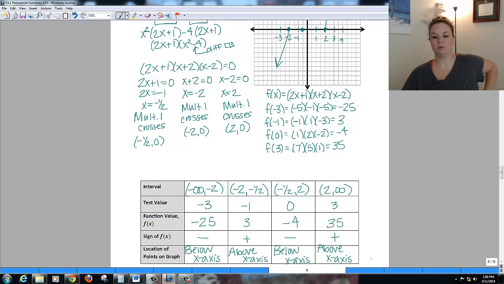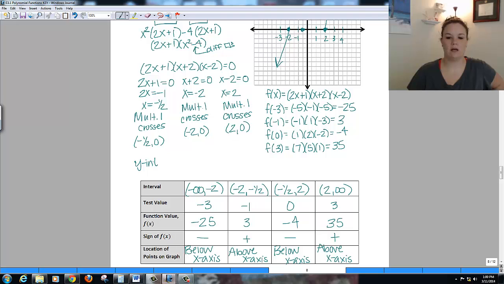Now the last two, when I plugged in negative 3 and got negative 25, that's off my graph. And when I plugged in positive 3, I got 35, that's off my graph. But I should be able to plug in the other ones, or at least do a general assumption of where they would be. Oh, and I forgot to do my y-intercept. Let me go ahead and do this.